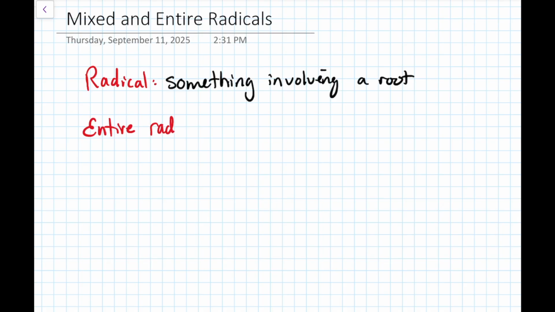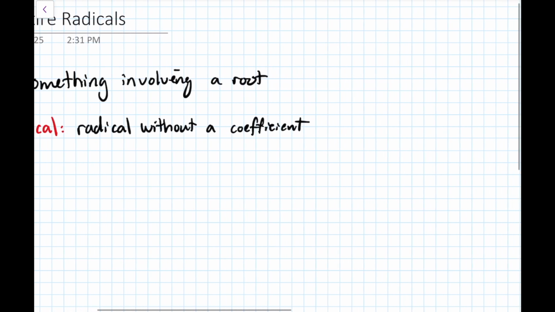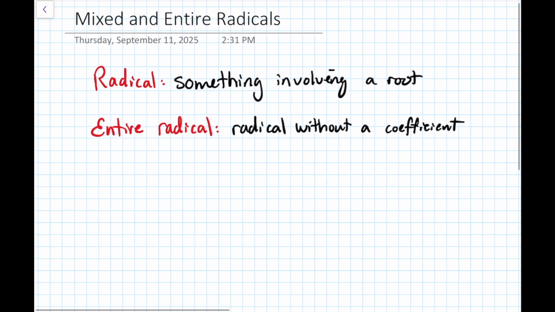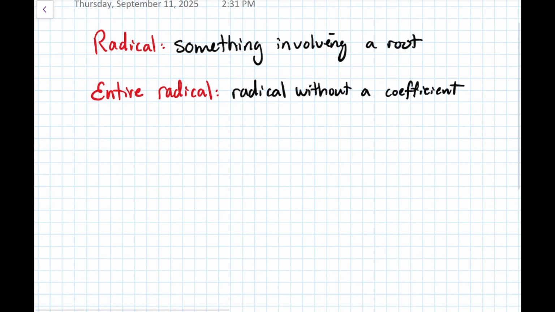One of them is called an entire radical. It's kind of in the name. An entire radical, you'll see in a sec, is a radical that doesn't have a coefficient. And if you've forgotten what a coefficient is, it's just the number out front of a thing, the number attached to something. So like in a polynomial, if you have 2x, 2 is a coefficient. So an entire radical is a radical that doesn't have something like that, because the entire thing is inside the root. So some examples of entire radicals might be something like the square root of 45.